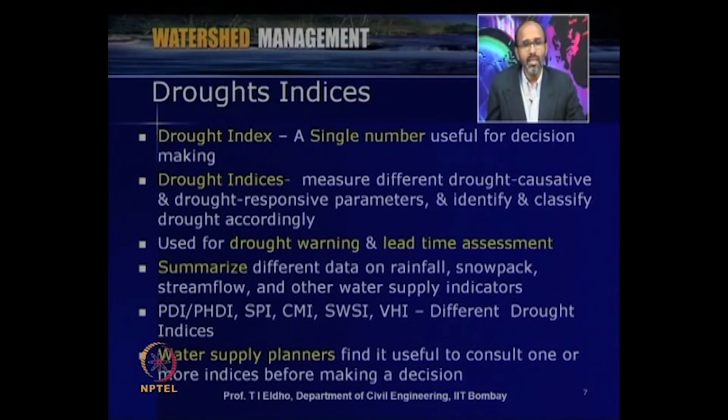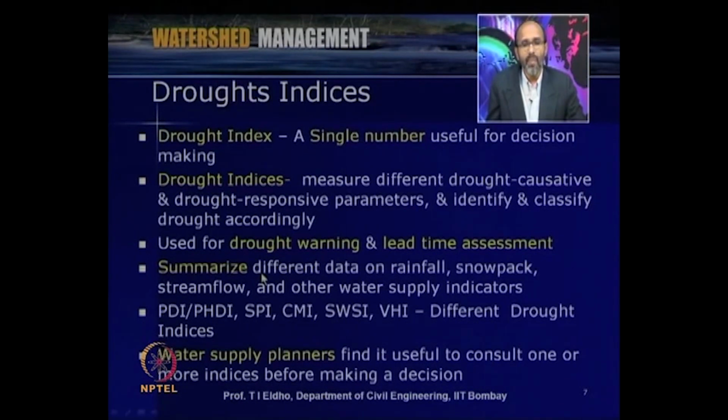So, generally this kind of drought index is used for drought warning and lead time assessments. So, the drought index indicates the possible onset and then severity and then the duration of the drought. So, some indications are given by these drought indices.